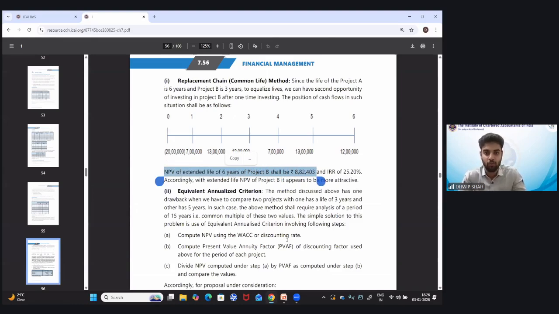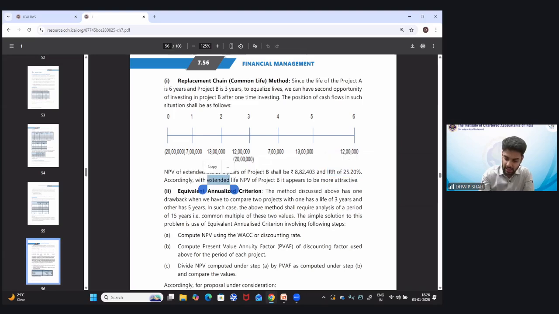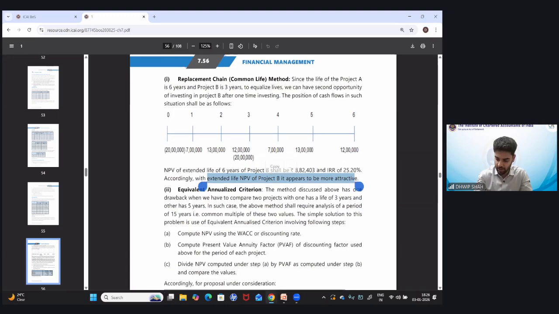And likewise in homework, you can calculate the IRR of project B as well. IRR you now know how to do: finding the discounting rate where the NPV of project B will be zero. Understood? Accordingly, with extended life, project B appears to be more attractive. Followed everyone? Any doubts? Any concerns?